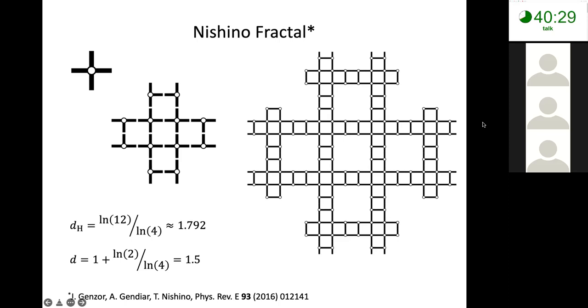We repeat this procedure iteratively until we reach the desired system size. At each step, the number of sites of this lattice increases by a factor of 12, and therefore the Hausdorff dimension is approximately 1.792. Also, at each step, the number of outgoing bonds increases by a factor of 2, which gives this boundary dimension to be exactly 1.5.